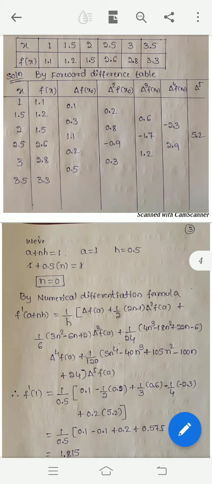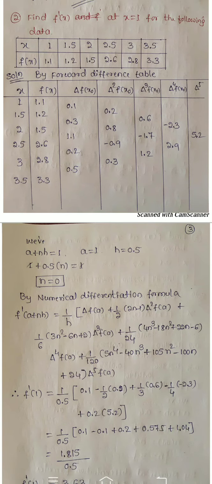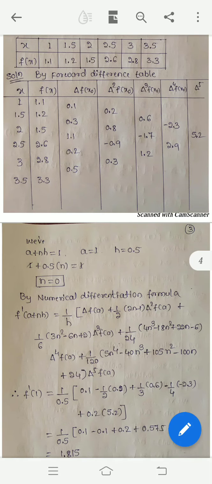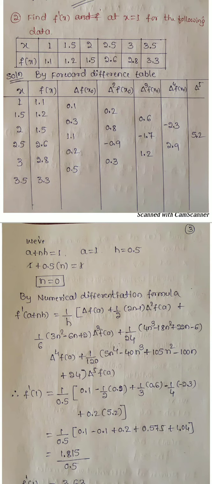So here a is equal to 1 and h is equal to 0.5. See, if you see the x value, the difference will be 0.5. So if we substitute all these values in the above equation, that is a plus nh is equal to 1, we get n is equal to 0.